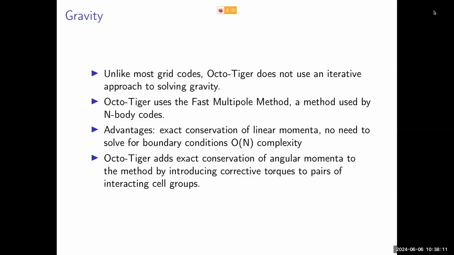So we use a fast multipole method, where most grid codes use an iterative method. So with fast multipole, you have exact machine precision conservation of linear momentum. And then you don't have to worry about boundary conditions like you do with an iterative Poisson solver. And we also added a feature that allows it to conserve angular momentum also without violating linear momentum.